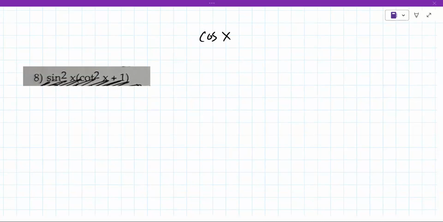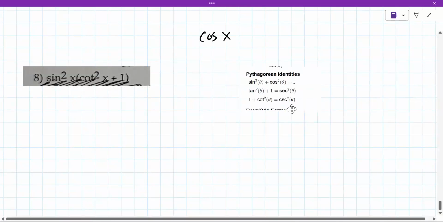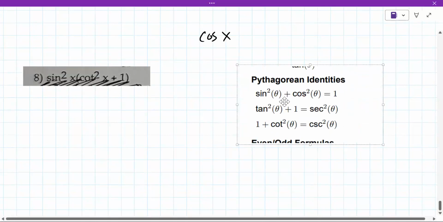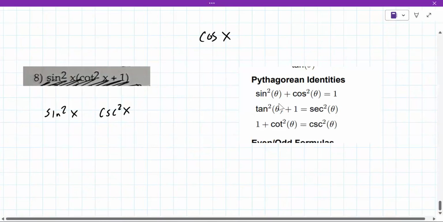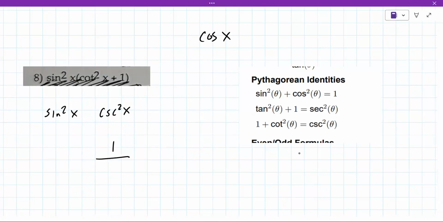There's 3 trig identities that you need to know. They're called the Pythagorean identities. I'll step them in here. You really need to know all 3 of these. The first one's the most common, but you can see inside parentheses here, it's just cosecant squared. Like that. It's the kind of thing where once you get it, it goes pretty quick. You can see that these just cancel, becomes 1.